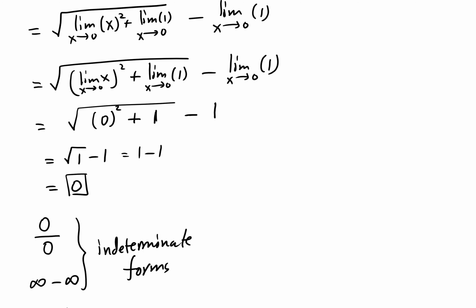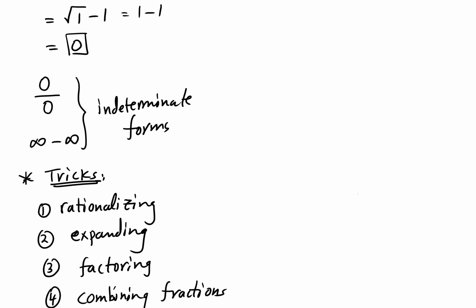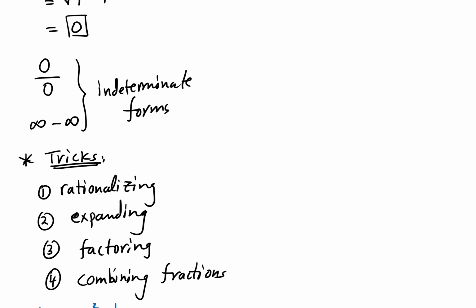So when we are finding limits, and then we got a 0/0 or infinity minus infinity, then we have to find a way to get rid of these forms, to get an actual value. And how do we do so? Well, we have tricks. There are about 4 tricks: rationalizing, expanding, factoring, or combining fractions.